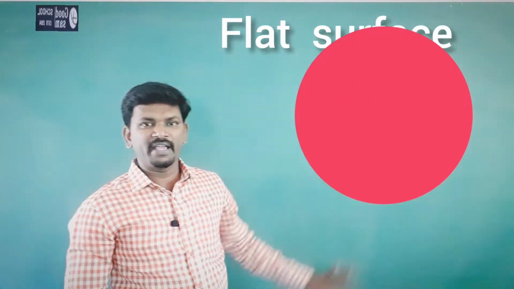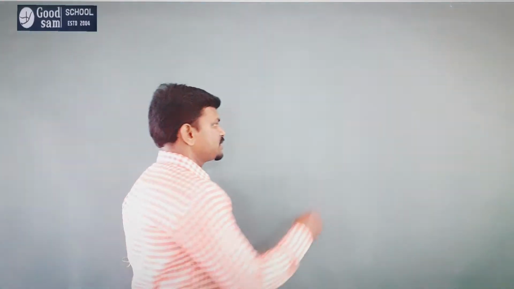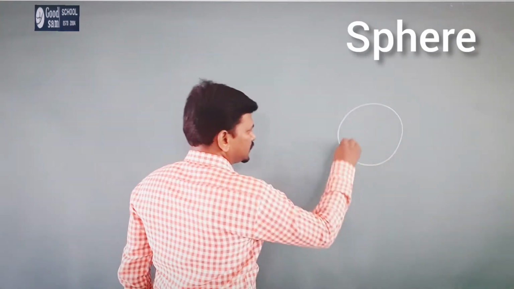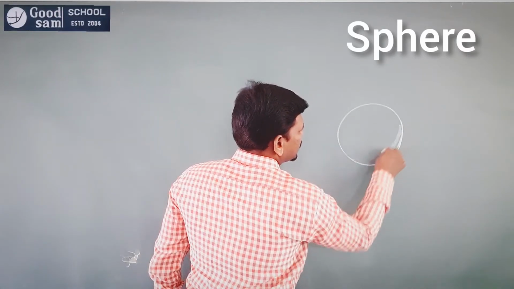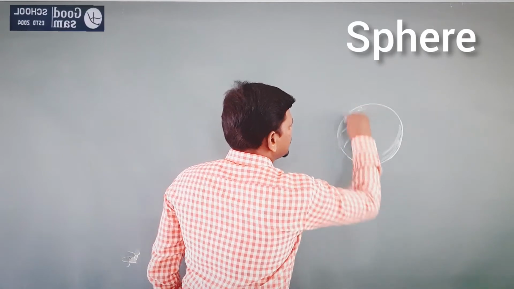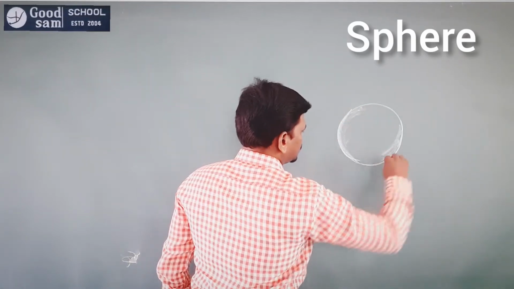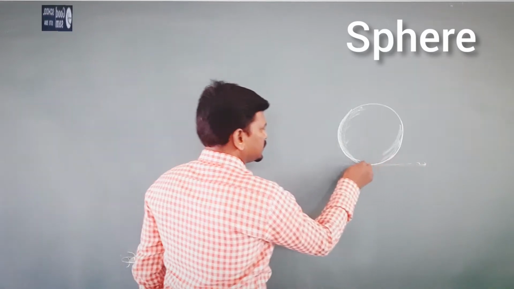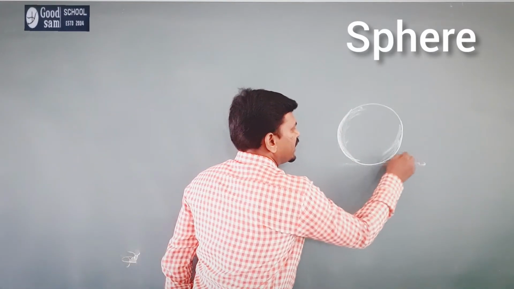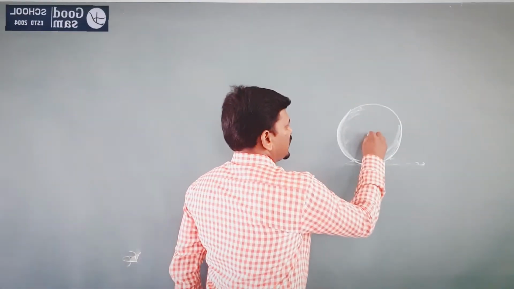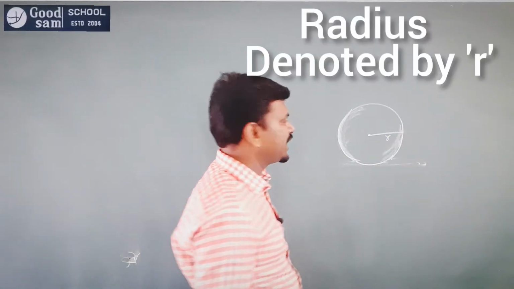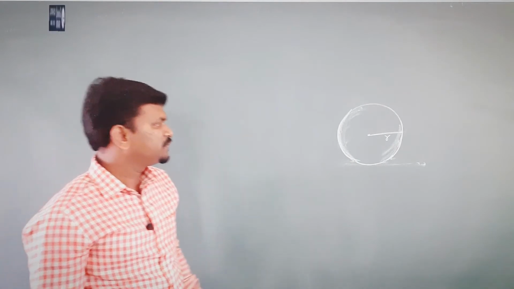A circle should be a flat area, a flat surface, but a sphere looks like a spherical ball. It looks like a spherical ball and it's a globe. This is the radius of a sphere.